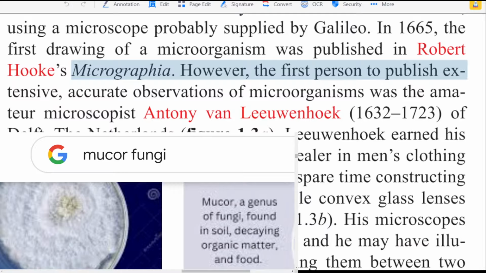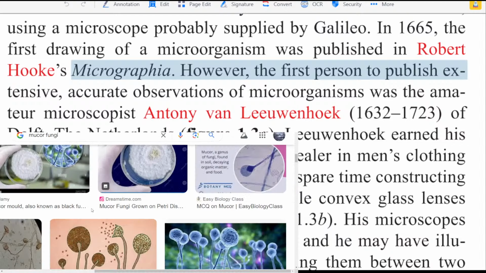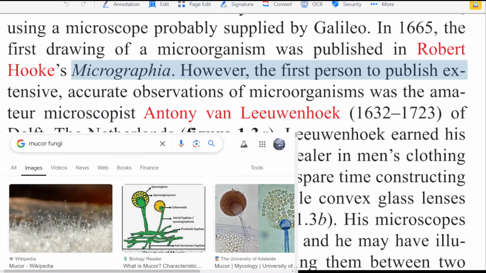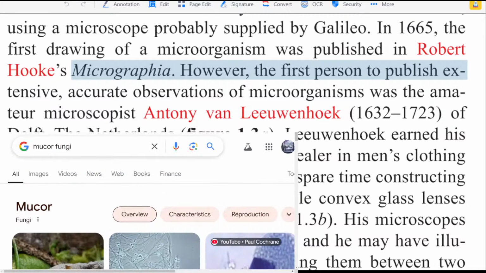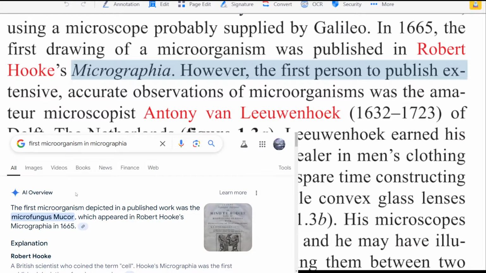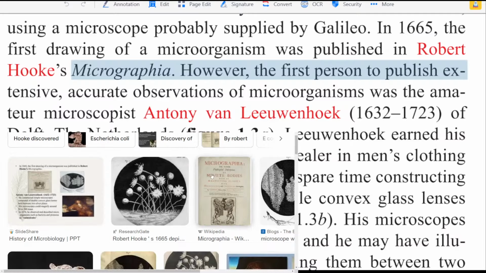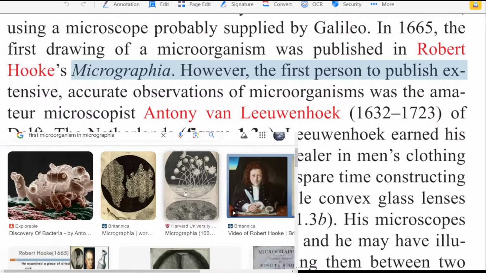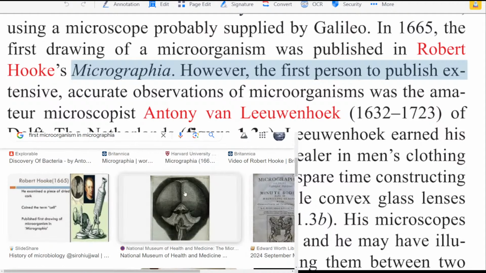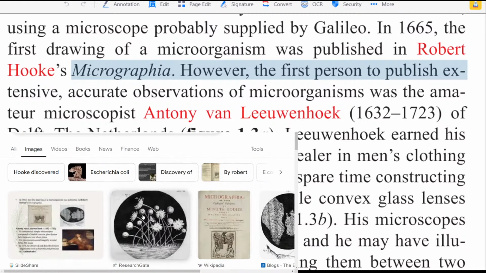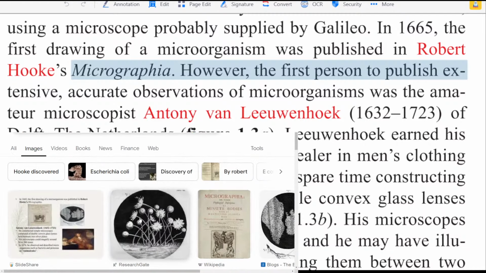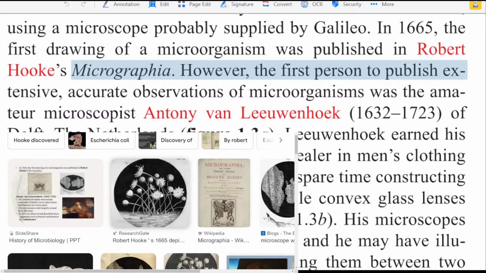Okay, we are losing our track. We were trying to look at the first microorganism and how it was drawn in the Micrographia. It was the book. Okay, look, this is the book, Micrographia by Robert Hooke. Robert Hooke is actually the one that discovered the cell, even though he couldn't name it the cell. So where is it? I think it is this one, right? Yeah, or maybe no, I think it's this one.